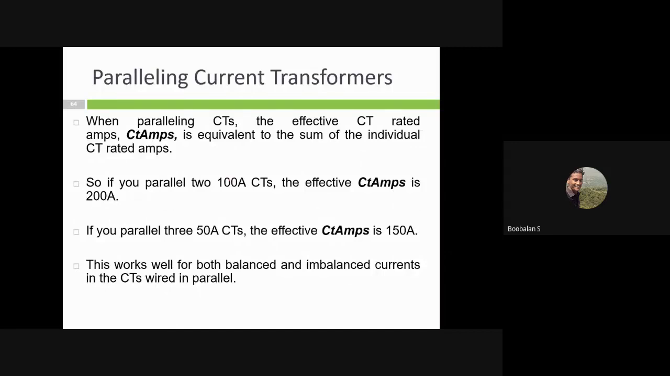You can connect CTs in parallel, and you can also connect a series of two transformers. So when CTs are connected in parallel mode, what is going to happen? If two CTs are connected in parallel, each CT is measuring 100 ampere, so in total it will be 200. If three CTs are connected in parallel, the average will be 150. This is one more important thing.